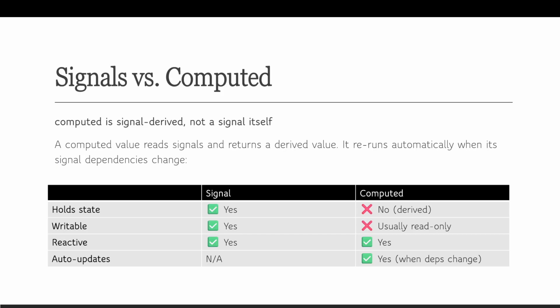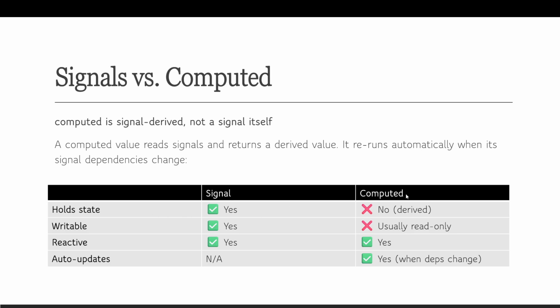Now comes the main part, which we are going to discuss. In this project, while building our portfolio, we are discussing two things: a signal and a computed signal. A computed is basically a signal derived, and not a signal itself. What does that actually mean? A computed value returns a derived value. It reruns automatically when its signal dependencies change. So basically it's dependent on a signal. So let's compare.